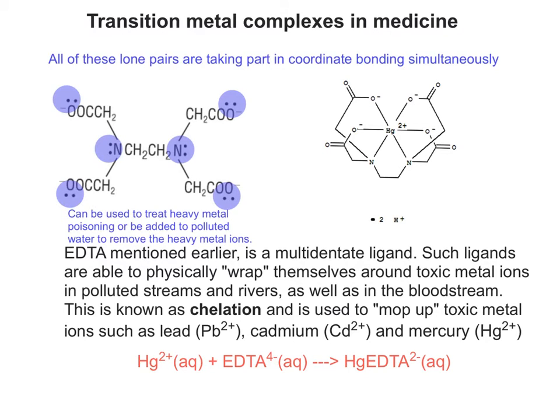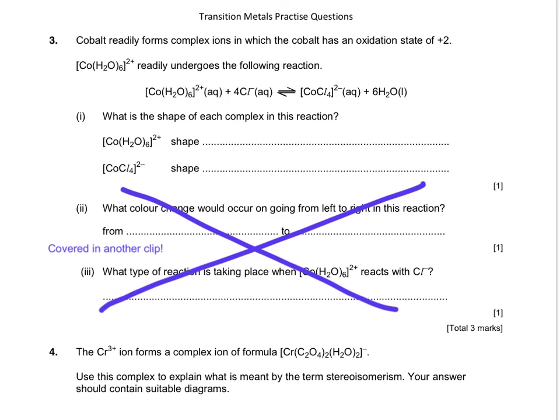So let's now have a quick look at a couple of exam questions on stereoisomerism in transition metal complexes. In this question I've crossed out the second and third part because they're to do with the reactions of transition metals, which is covered separately on another clip. We can do the first part because it talks about the shape.